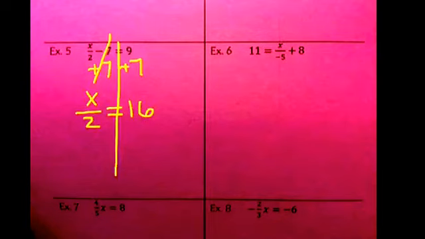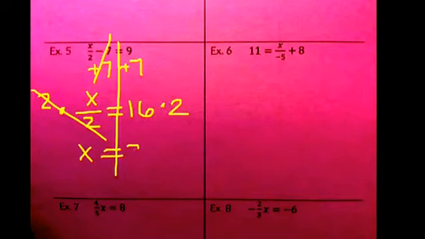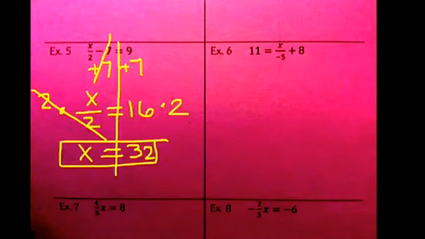X divided by 2 is easy to get rid of. Instead of division, I'm going to use multiplication. So I'm going to times 2, and that will allow those to cancel out. And then I'll times 2 on this side, and I'll have x equals 16 times 2, which is 32. So our solution is x equals 32. For number 6, it's very similar, except now our x is on the right side of the equation.